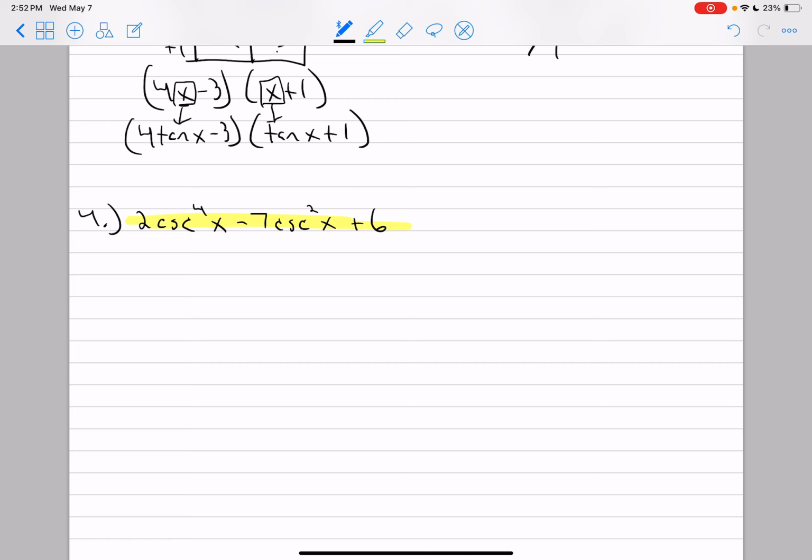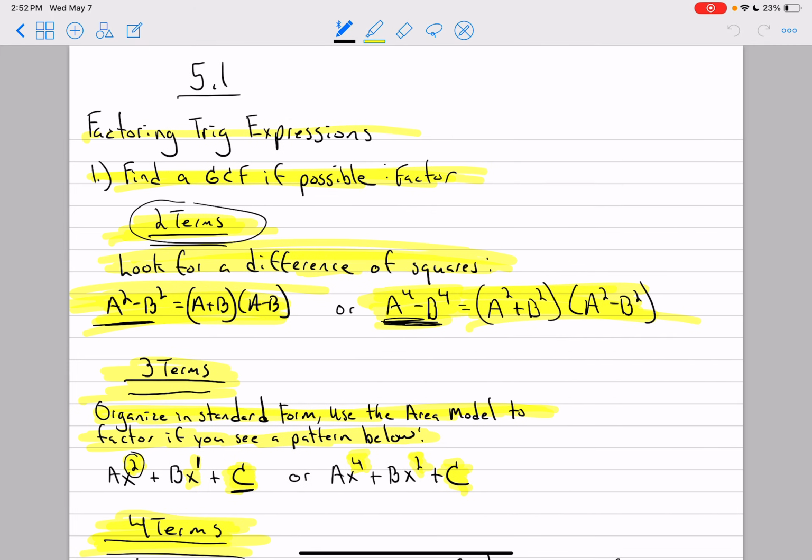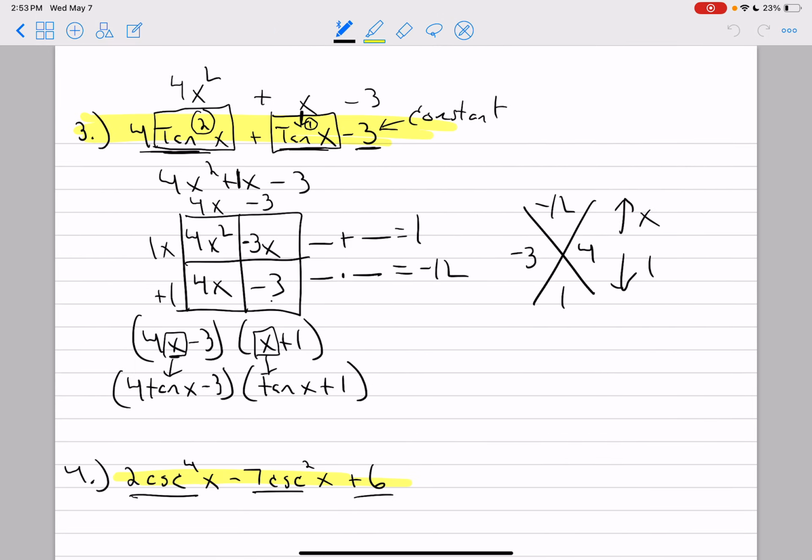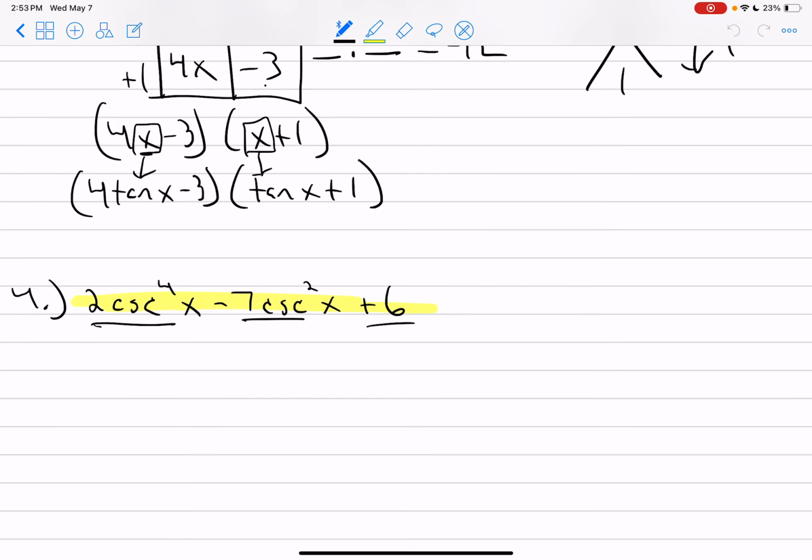No GCF, it doesn't have 2 terms. It does have 3 terms though, 1, 2, 3. And I'm looking at that format. It's not x squared, x, and a constant. This is an x to the 4th, x to the 2, and a constant. But we're going to do the exact same thing. So let's bust this thing out.